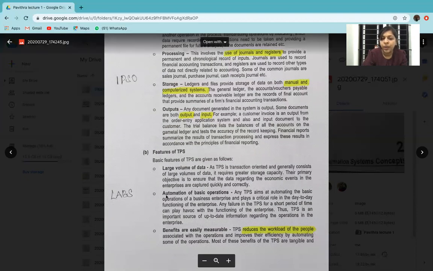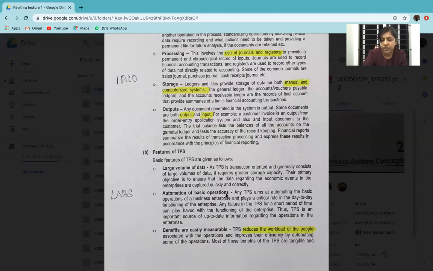Then automation of basic operations. This is because we are in the world of automation. So automation of basic operations. Benefits are easily measurable. How it is going to reduce the workload of the people so that they can focus on the important areas. So large volume of data, automation of basic operations, benefits are easily measurable.